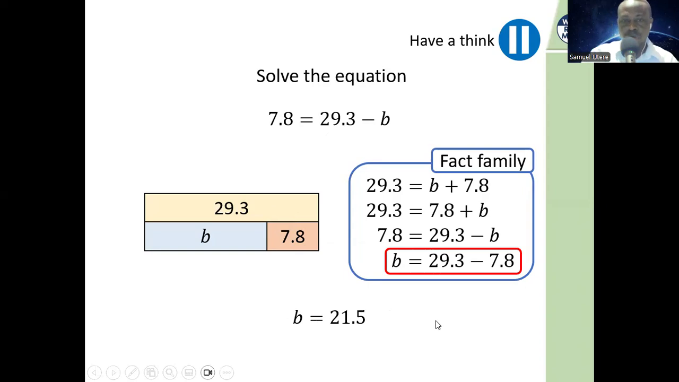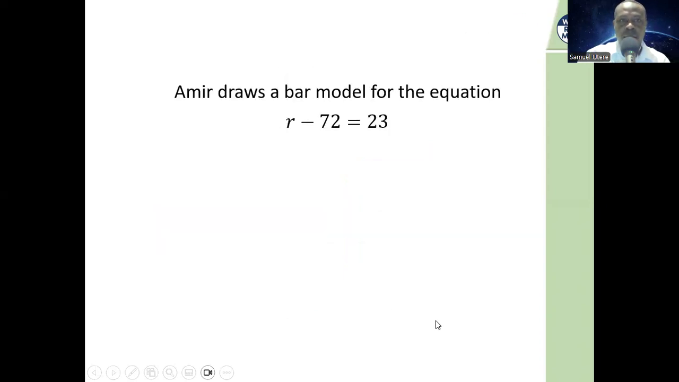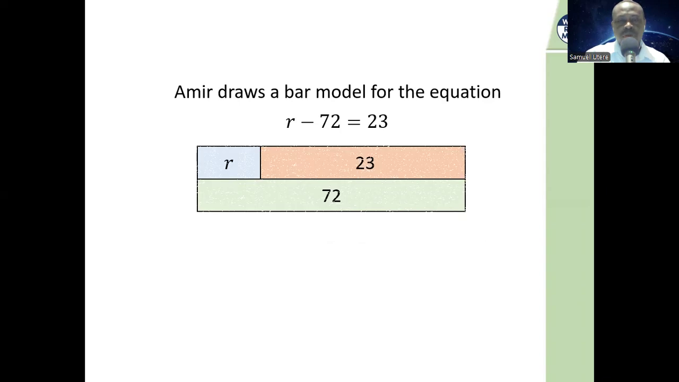That is 21.5. Okay, let's do some thinking. Amir draws a bar model for the equation r minus 72 equals 23. Here is what he drew.